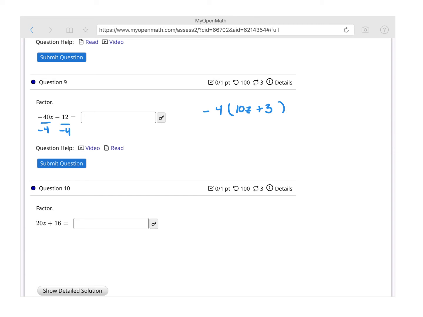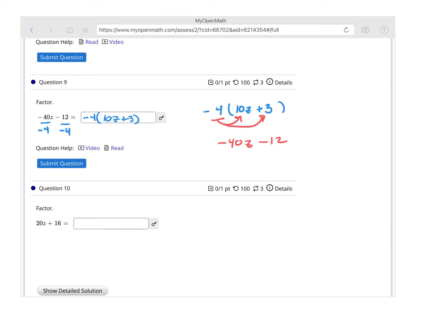Now, you can think of this as the opposite of the distributive property. We learned about the distributive property a long time ago, and that's where you take negative 4 times 10z and get negative 40z, negative 4 times a positive 3, and you get minus 12. So really what I'm doing is I'm kind of undistributing or factoring. So my answer for this one would be negative 4 times 10z plus 3.